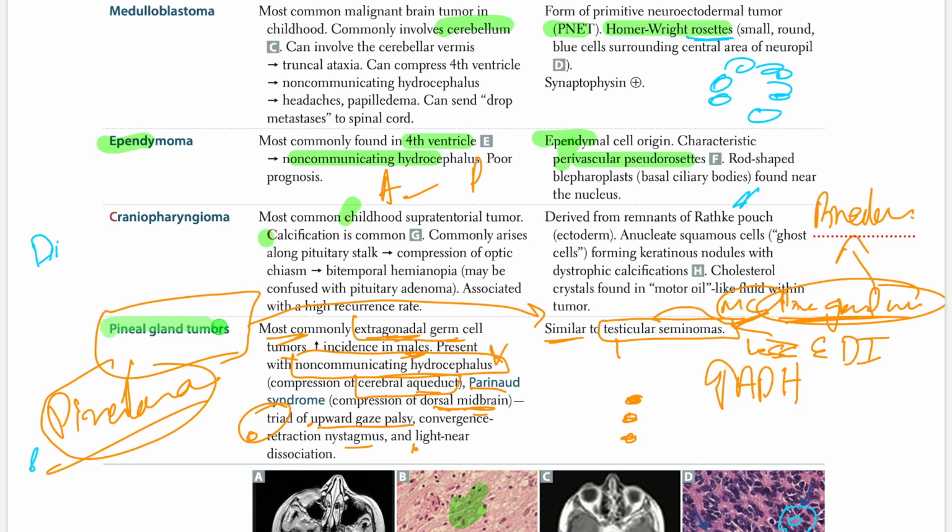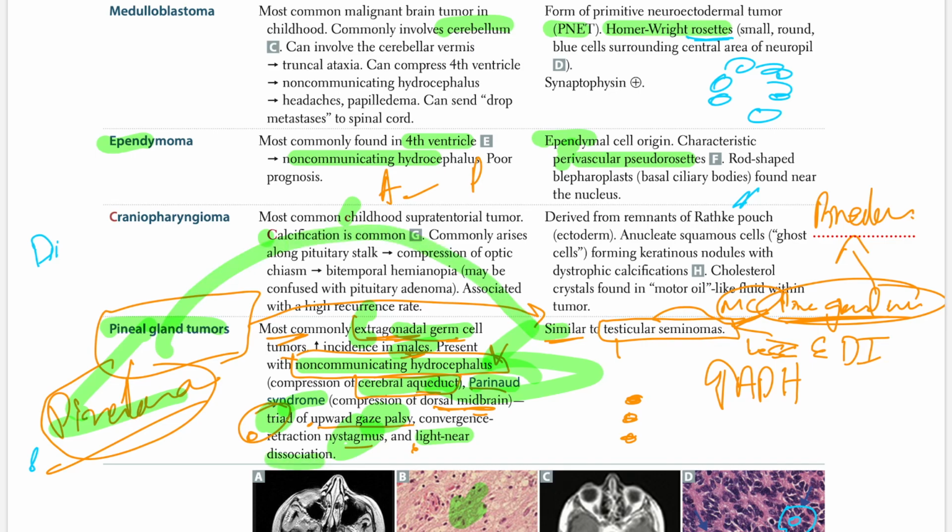So for pineal gland tumor, for example, pinealoma, this is the most common extragonadal germ cell tumor in males, with a high incidence in males. And with the pineal gland, you could just think about anatomically, it's going to obstruct the cerebral aqueduct, causing non-communicating hydrocephalus, leading to Parinaud syndrome if it affects the MLF, medial longitudinal fasciculus, which will cause a triad of upward gaze palsy, nystagmus, and light-near dissociation.